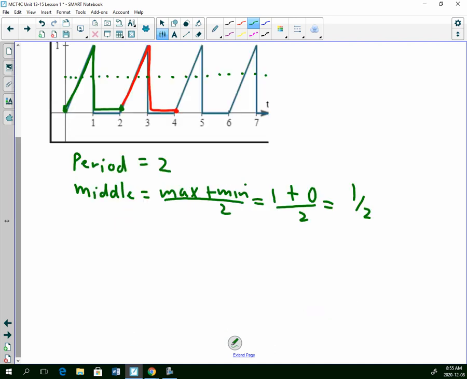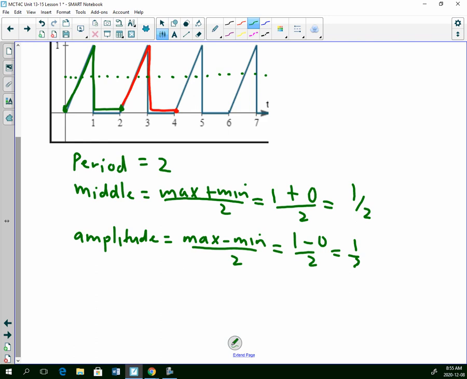And then the amplitude, which is the vertical height, I could find the top minus the bottom, right, the difference. So 1 minus 0 divided by 2 is also a half. Okay, so those are just some general properties of periodic graphs.